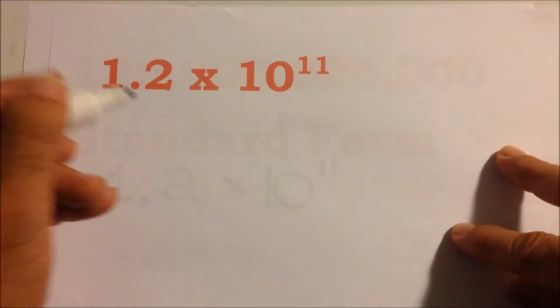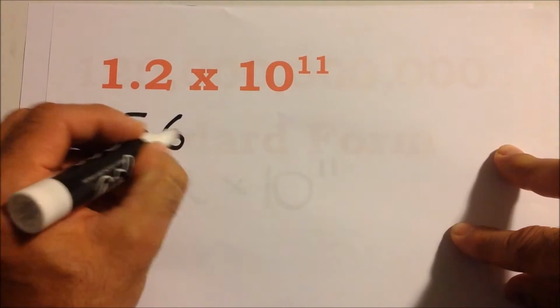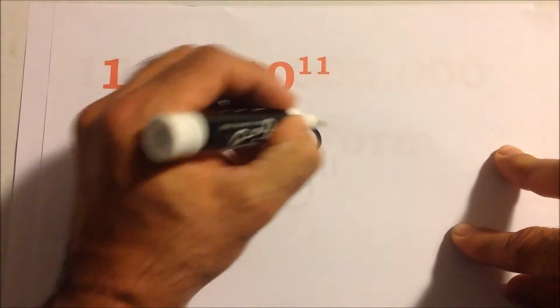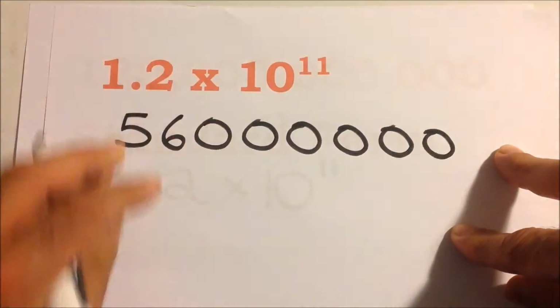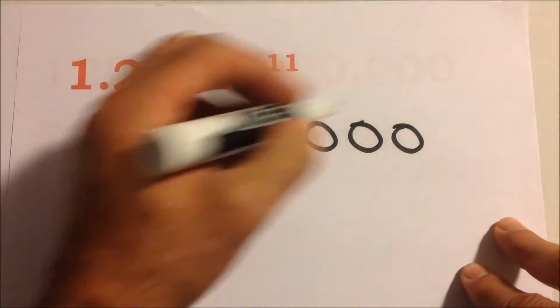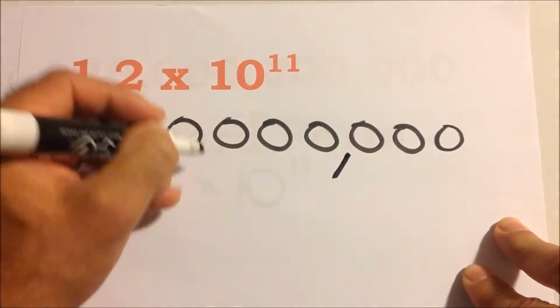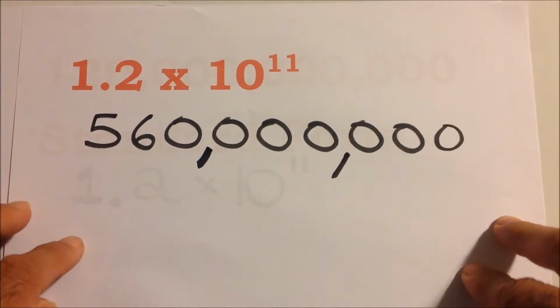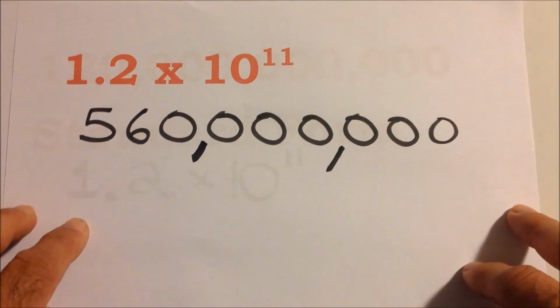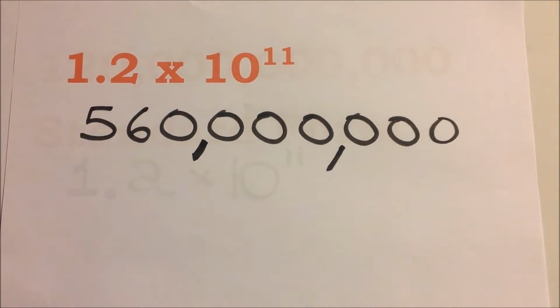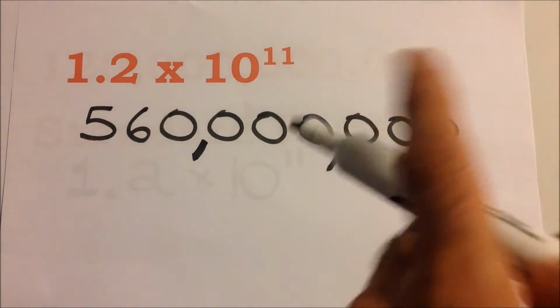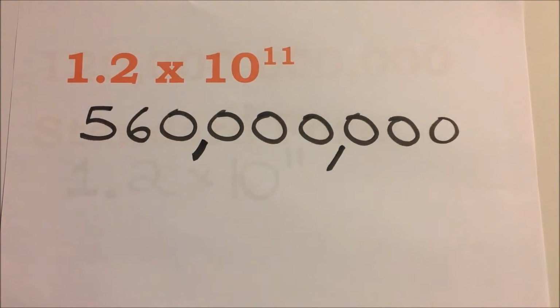Now let's say I had another number here, like 5. I'll just put a few zeros here. Let's make sure it fits. Okay, so we have this number here. How would you make that in scientific notation? This is 560 million. How would you put that in scientific notation? So right now it's in standard form.